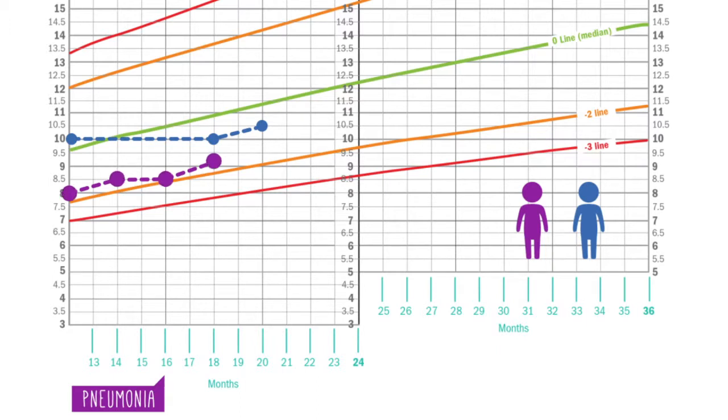This child, on the other hand, has consistently been tracking just above the -2 line. So it may be that this is just a constitutionally small child. Maybe his parents are smaller people, or there's some other reason that this is a small but healthy child. Having said that, a steady curve doesn't always mean that a child is healthy.